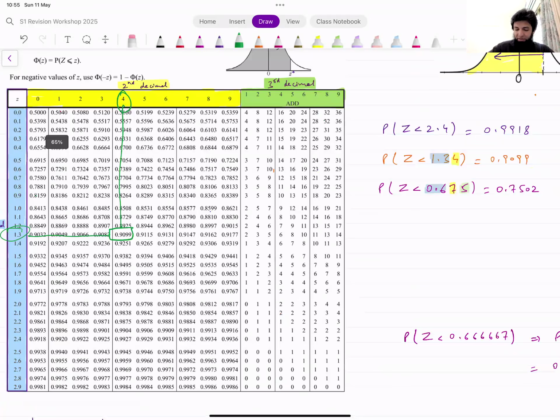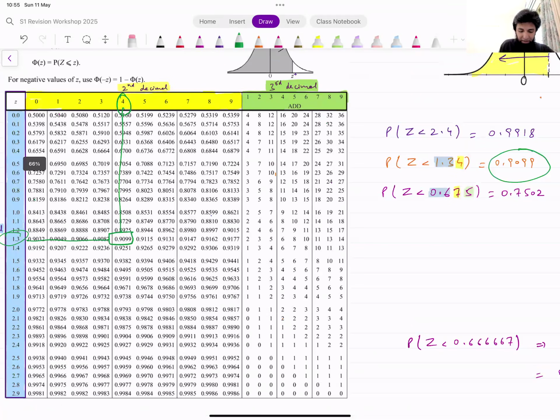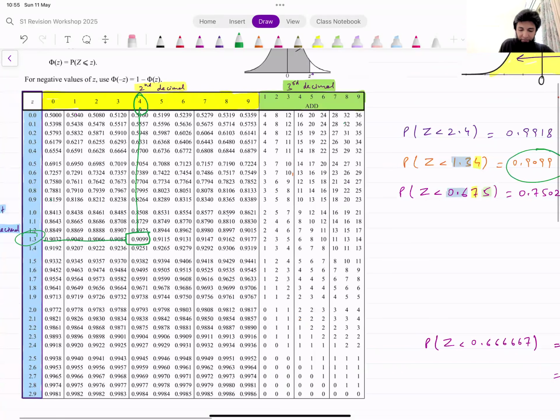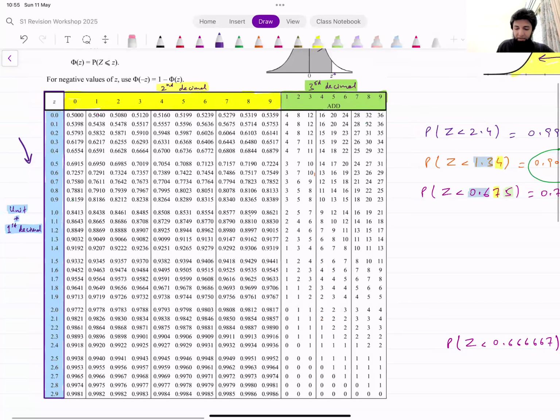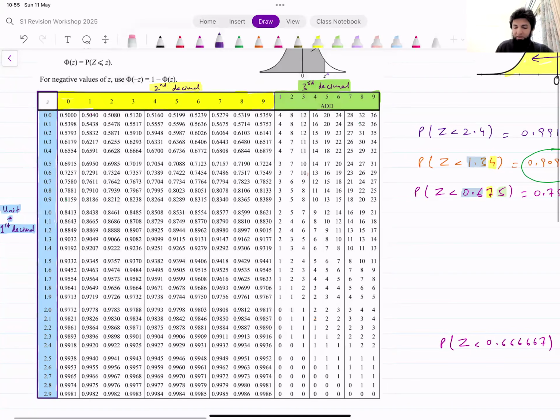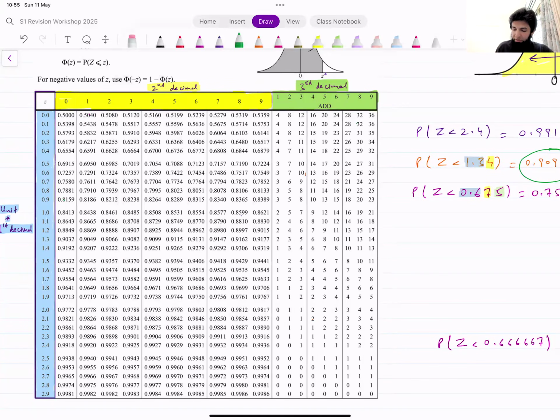So when you have two decimal places, you can just do it like this. Read the first decimal from here, second from here, and you get the result from that. In your formula sheet, it's not going to be shaded like this. So you need to remember that this first column represents the first decimal, this represents the second, and the green part represents the third decimal place.